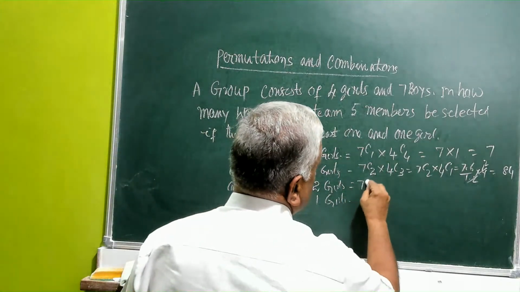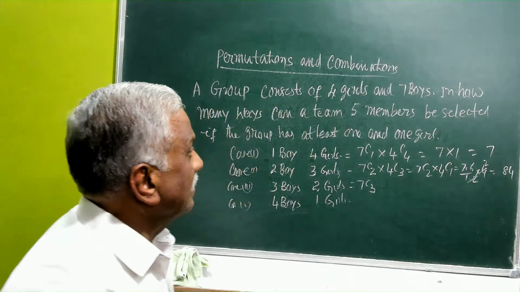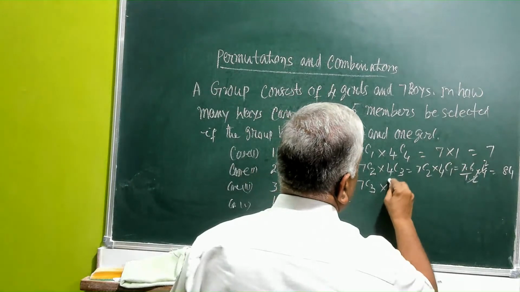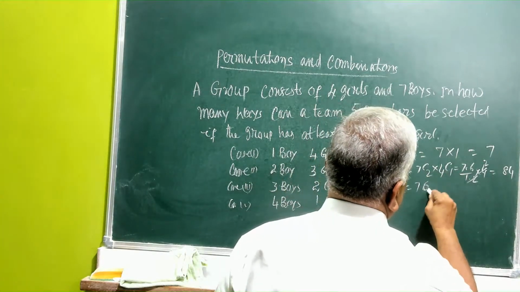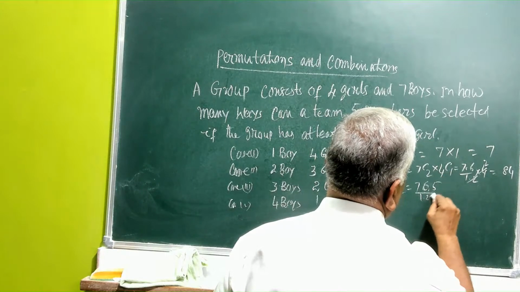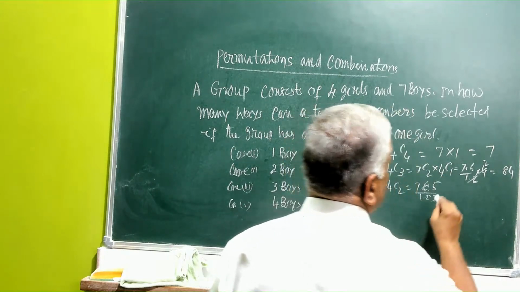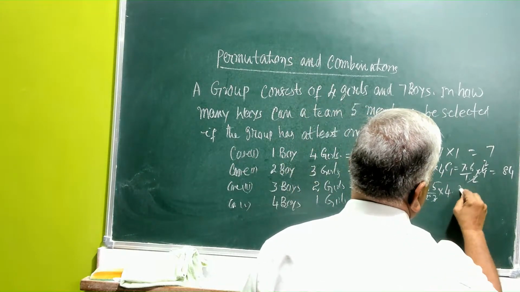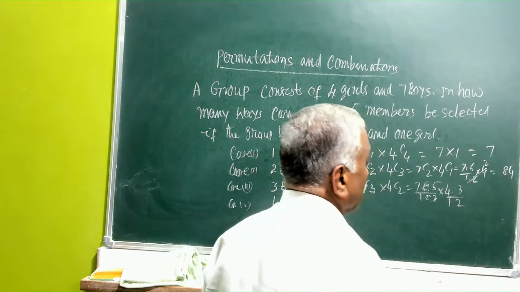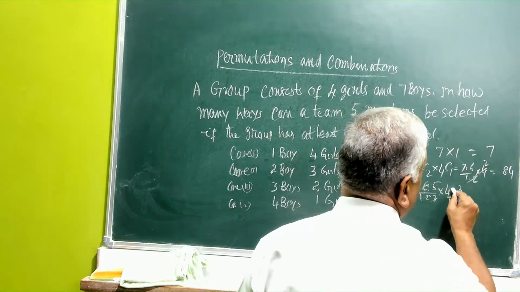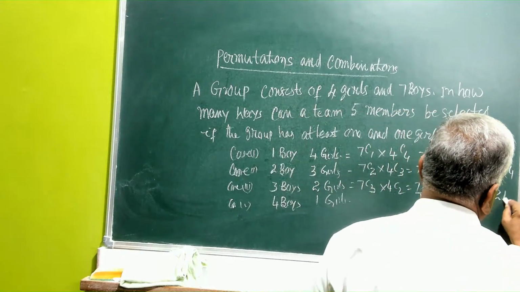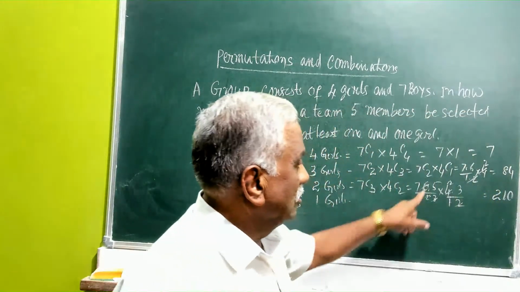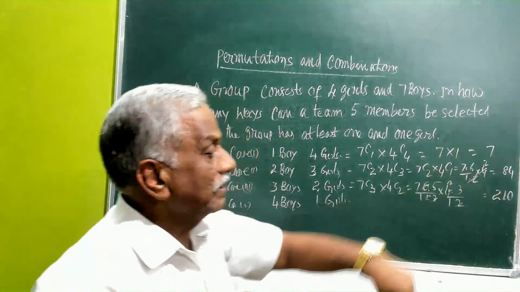Now 3 boys from 7C3 and 2 girls from 4. This is 7 into 6 into 5 by 1 into 2 into 3. This 6 you can cancel. 4C2 is 4 into 3 by 1 into 2. This 2 you can cancel. So this is 210. How to multiply it fast? You multiply 5 into 10, then 7 into 3, 21.